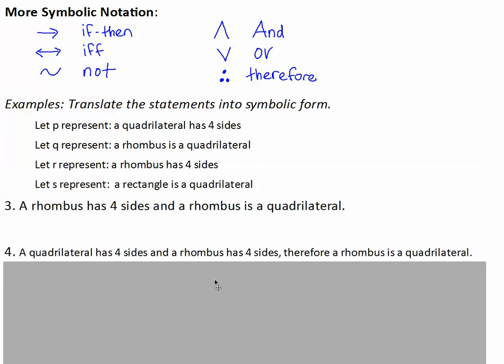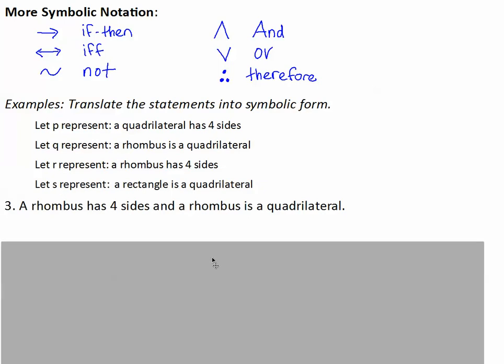Let's practice translating statements into symbolic form. Let P represent the statement a quadrilateral has 4 sides. Let Q represent a rhombus is equilateral. R represents a rhombus has 4 sides, and S represents the statement a rectangle is a quadrilateral.